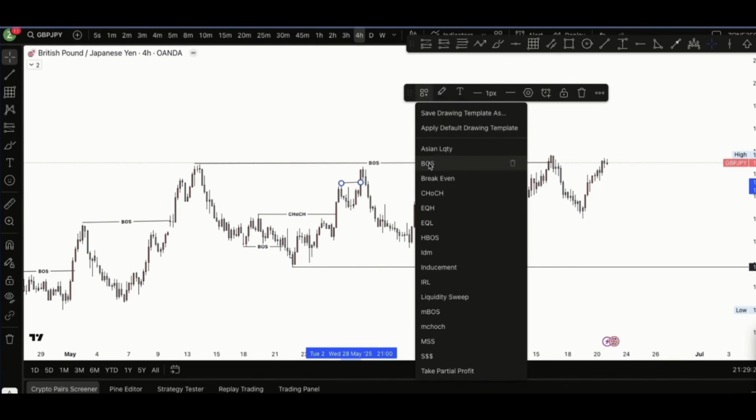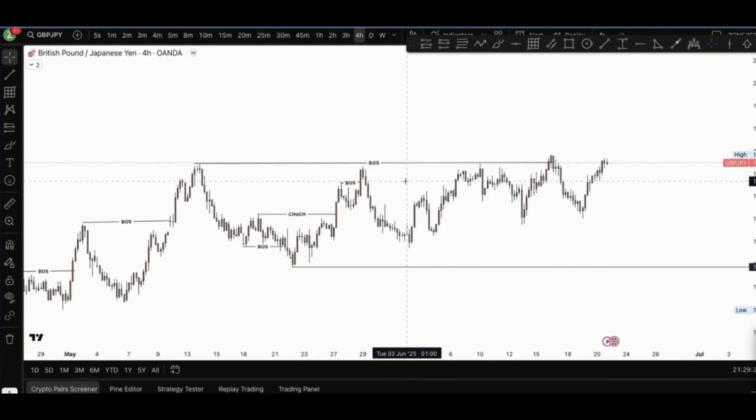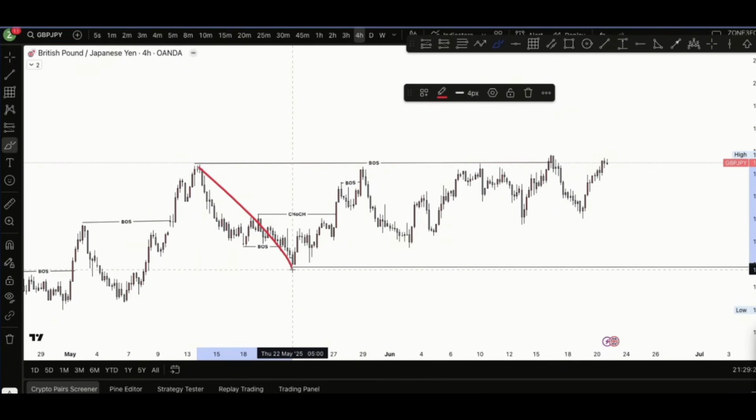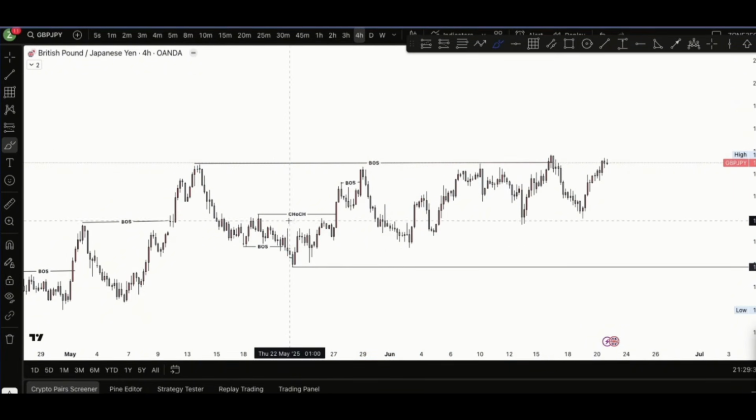But this break of structure is not the main break of structure. The main break of structure is from here to here. That is the main break of structure. But this break of structure we are getting is a minor break of structure, the internal break of structure on the main structure. You get it?